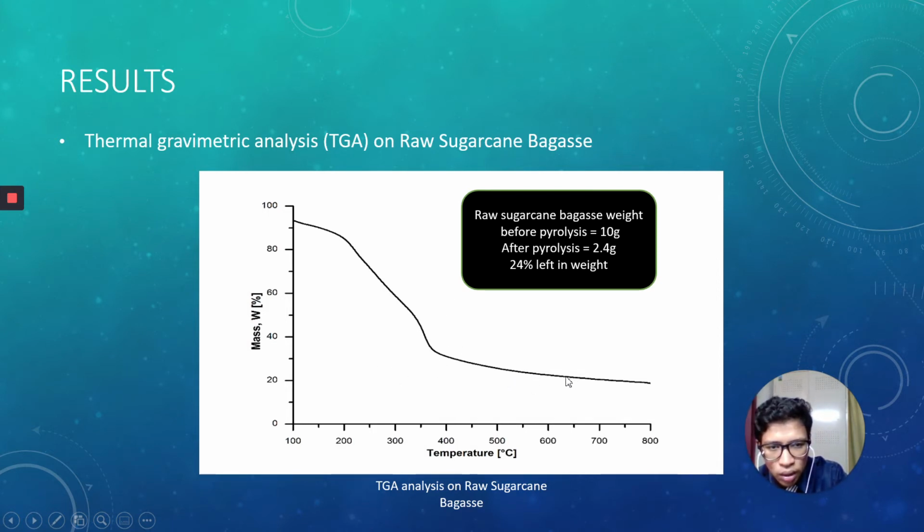If we pyrolyze it at a temperature of 700 or above, the raw sugarcane bagasse will turn into gas, so carbon will be lost. There will be no carbon in solid form. So for our project, we want to produce activated carbon, right? So we need it in a solid form because we want to make it into an electrode.